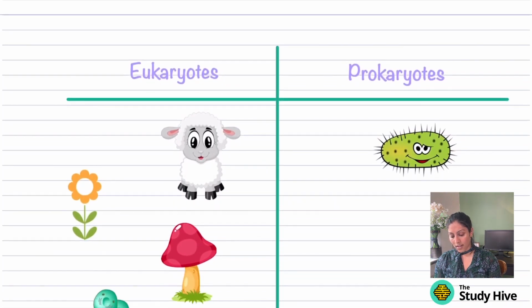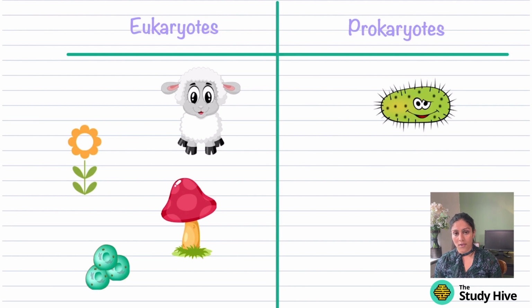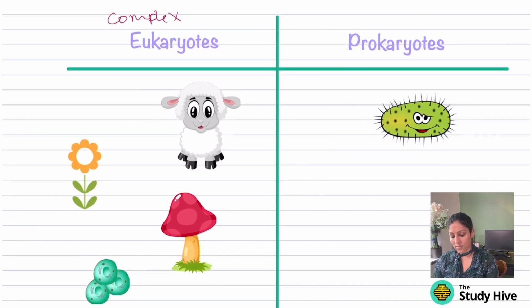So the first thing is, what's the difference between prokaryotic and eukaryotic cells? Now, eukaryotic cells are the really kind of complex type of cells that exist, whereas prokaryotic cells are the more simple cells that exist. So that's the easiest way to distinguish between the two.